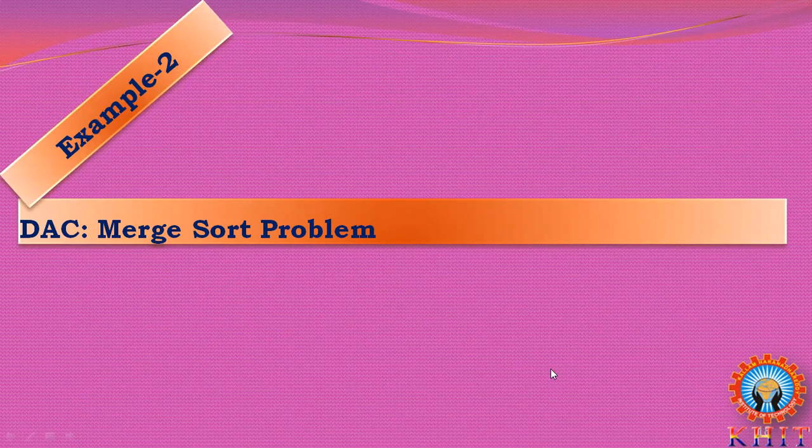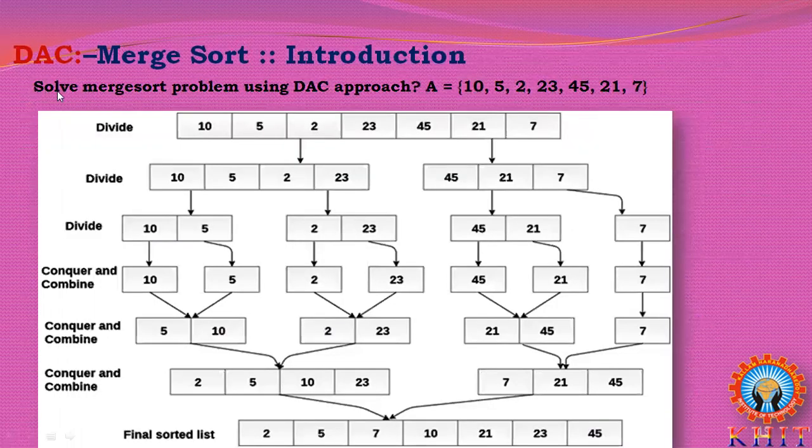Now we will discuss another example: how to solve the merge sort problem using divide and conquer with C. Solve merge sort using the divide and conquer approach. Here consider an array A. The array can contain a list of elements. Verify in which order all the elements in the array are. The elements in the given array are not in sorted order. Now we need to apply the divide and conquer technique to sort these elements.